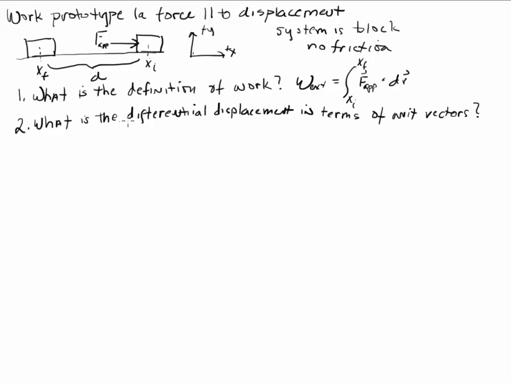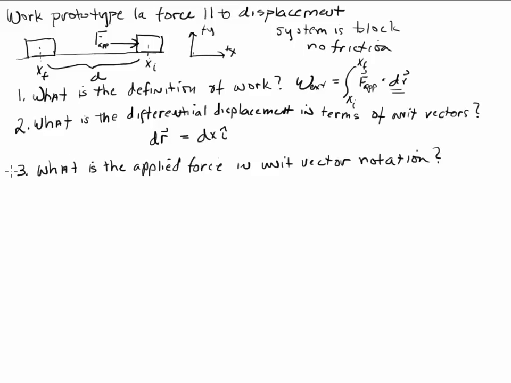What is the differential displacement in terms of unit vectors? What is this dr? Of course, dr is equal to dx i hat, dx in the i hat direction. What is the applied force in unit vector notation? Well, looking at the applied force, we know that it is the applied force times i hat, in the positive i hat direction.